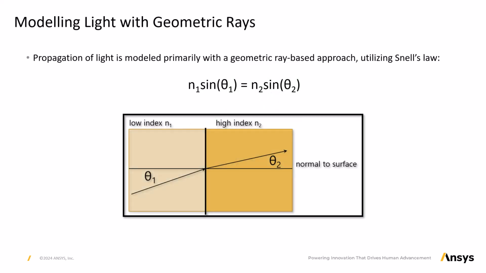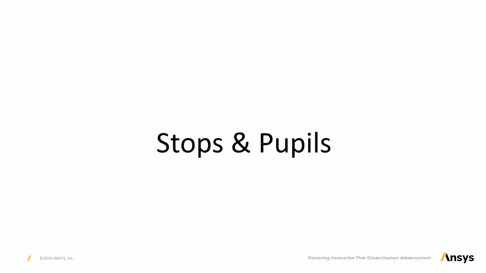In OpticStudio, the propagation of light is modeled primarily with a geometric ray-based approach, which means using Snell's law, as shown here. However, many optical properties are derived from reforming this equation with the power series expansion and looking at the first-order term only. We call this the paraxial approximation. The paraxial approximation may be used to find the pupils of the system. So, let's discuss stops and pupils.